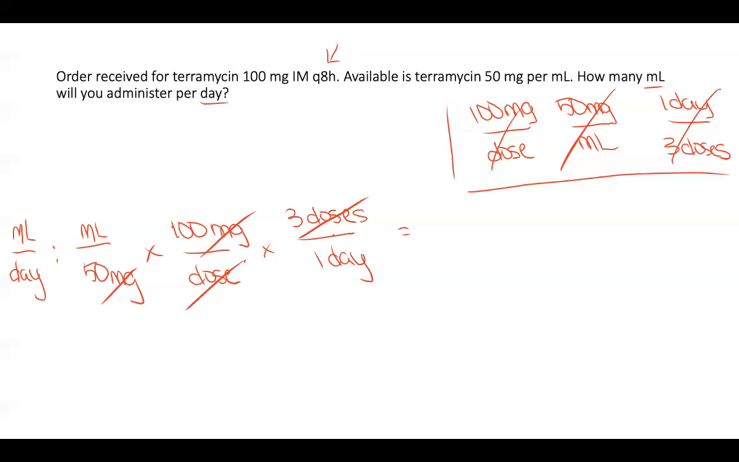Okay, so now I can do my math straight across. 1 times 100 times 3 is 300. 50 times 1 times 1 is 50. 300 divided by 50 is 6. And units of measure are milliliters per day. Okay.